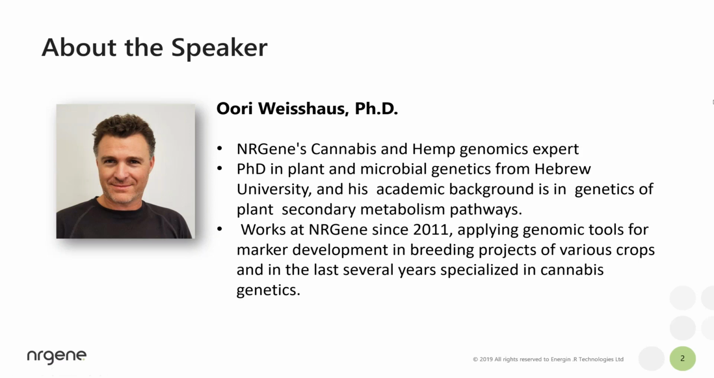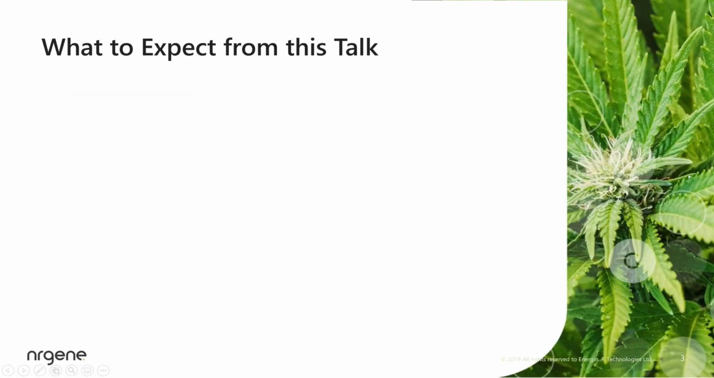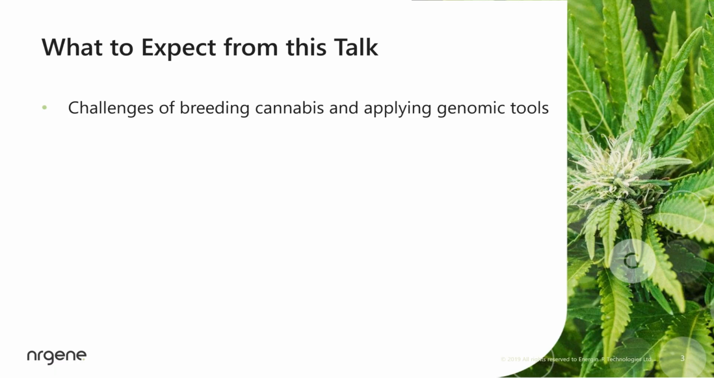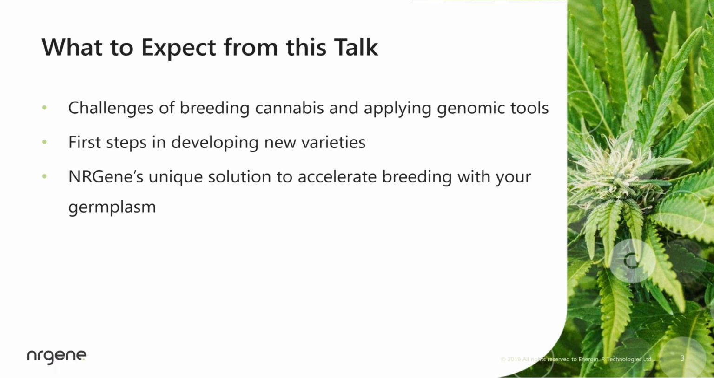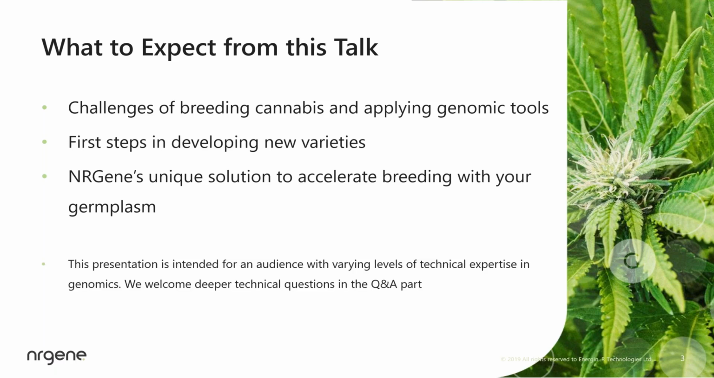Thank you. Hello everyone, joining from all over, I guess mostly the US and Canada. I'd like to talk to you today about cannabis and hemp breeding. What can you expect from this talk? First, addressing the challenges of breeding cannabis and applying genomic tools to this fairly new field. The first steps in developing new varieties and breeding programs. And NRGene's unique solution to accelerate breeding with your specific germplasm. I have intended this talk to address an audience with varying levels of technical expertise in genomics, so we do welcome deeper technical questions in the Q&A part following.